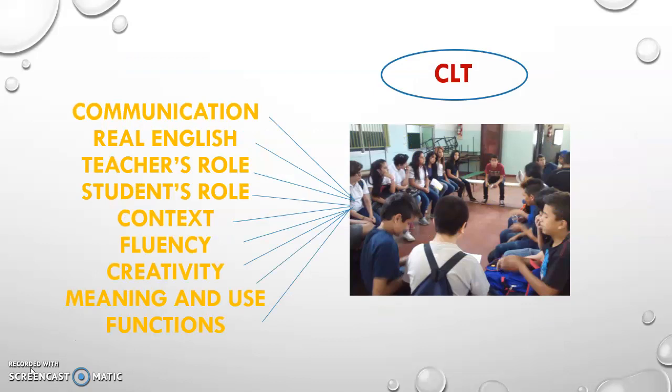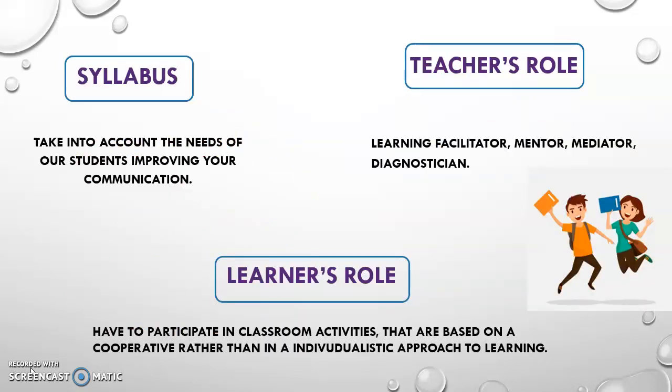CLT, and it's important to talk about communication, a real English, teacher's role and student's role, context, fluency, creativity, and meaning and use functions. According to this approach, the main objective of language learning is communicative competence. Aspects are such as the syllabus taking into account the needs of our students, improving their communication, and the teacher's role: learning facilitator, mentor, mediator, and diagnostician.